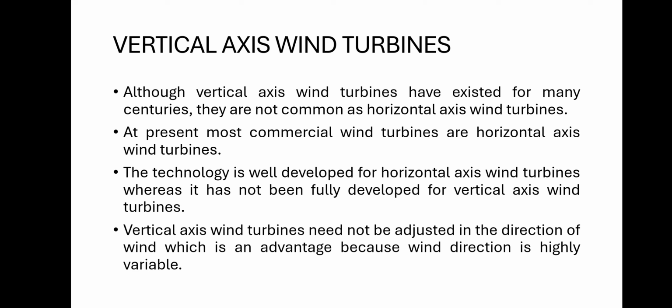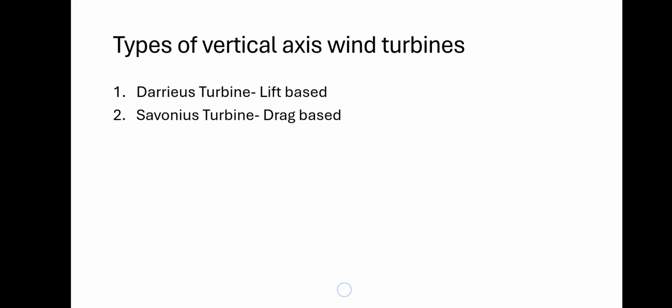Even though vertical axis wind turbines have existed for many centuries, they are not as common as horizontal axis wind turbines. Most of the commercial turbines are horizontal axis wind turbines. So, vertical axis wind turbines have not become popular as horizontal axis wind turbines. The technology is well developed for horizontal axis wind turbines, whereas the technologies have not yet been developed for vertical axis wind turbines. Vertical axis wind turbines need not be adjusted in the direction of the wind, which is an advantage because wind direction is highly variable.